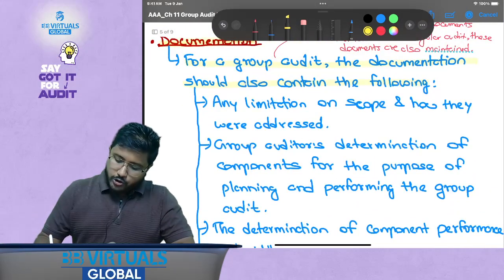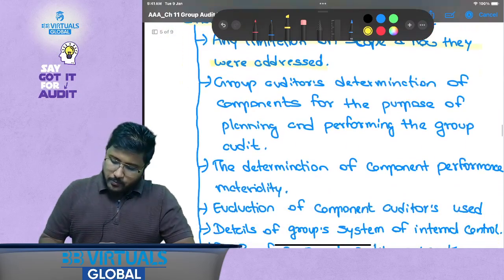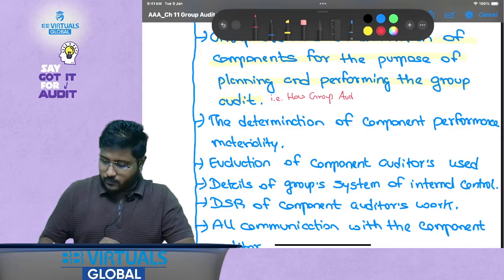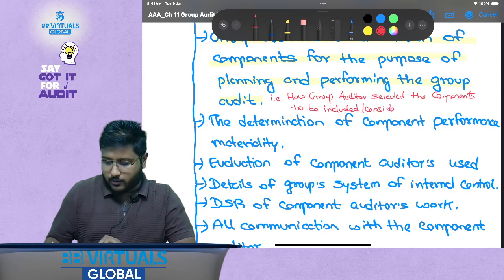So what all documents need to be taken care of? Any limitation on scope and how they were addressed. Again, the group auditor's determination of components for the purpose of planning and performing the audit. That is, how the group auditor selected the components to be included or considered. How they have selected it.